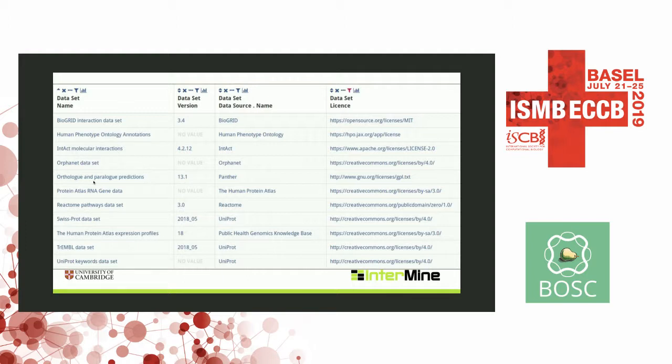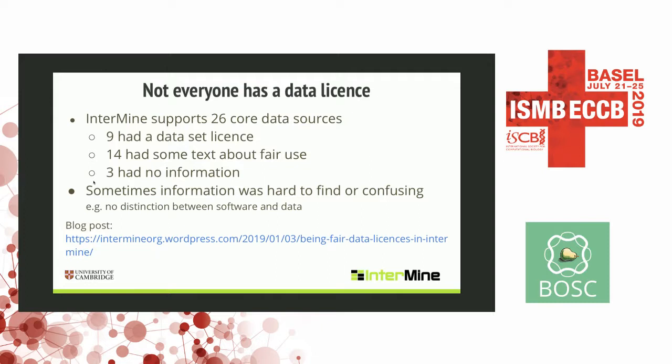As you probably noticed, and being wiser from the previous talk, while technically it was not difficult, during this work we noticed that only a minority of the data sources that we were using in the core InterMine had a clear data license. Apparently we were a bit less fortunate, so we have even worse statistics here. And again, we had the same problem that sometimes the information was confusing and not clear. And also for that there is a blog post that dwells a little more on this.